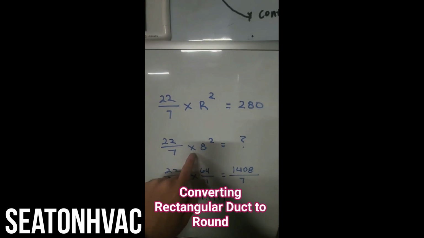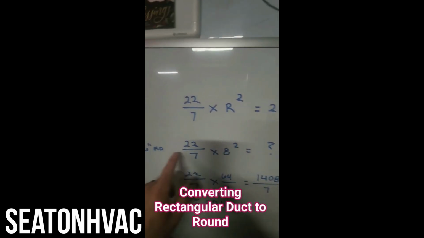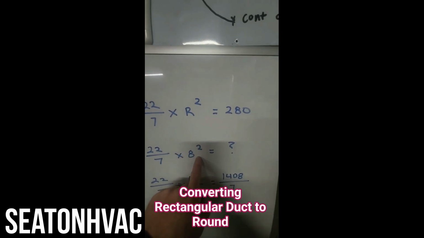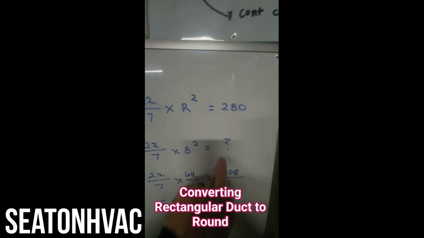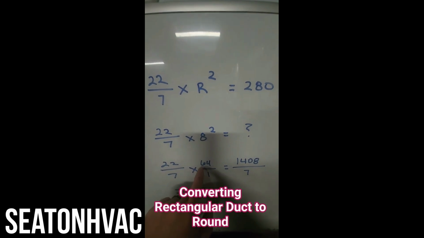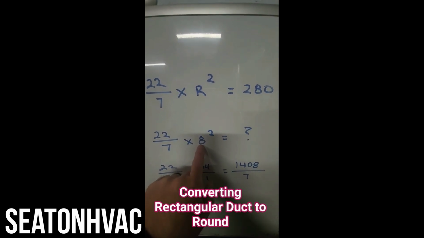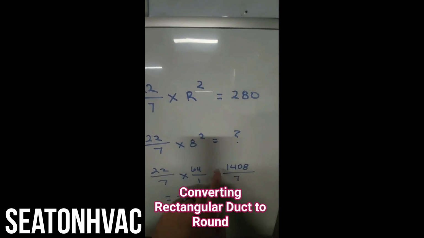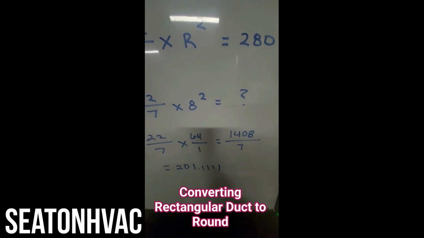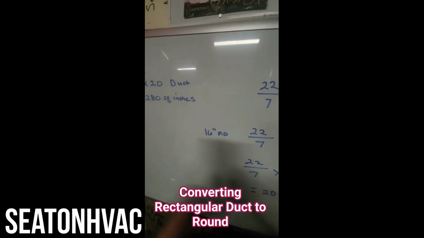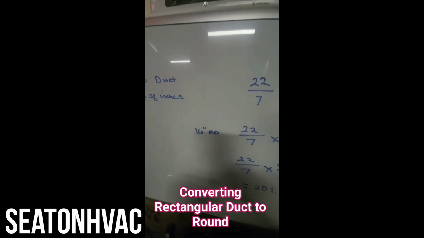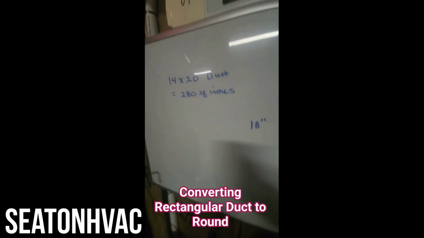So we go 22 over 7 times its radius, which is only half of its diameter, is 8, squared, equals what? 22 over 7 times 64 over 1, because you're timesing 8 times 8. That gives you 1408 over 7, and that converts to 201.111111. So 16-inch round is not big enough. So let's go to the next size. Let's go to 18-inch. Let's see what that does for us.